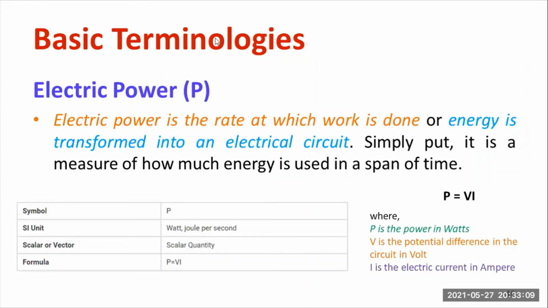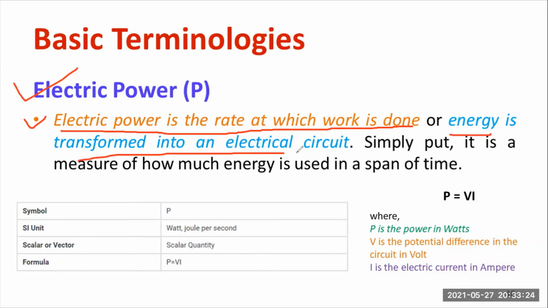Now I would like to speak about electric power. How do you define electric power? Electric power is the rate at which work is done. Or else you can say it is the rate at which energy is transferred into an electric circuit. And it measures how much energy is used in a span of time.